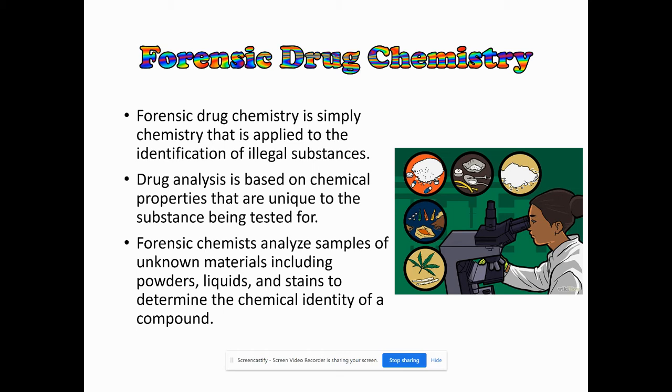Drug analysis is based on chemical properties that are unique to the substance being tested for. So, how does it interact with an acid? How does it interact with a base? What's its ability to chemically react with another substance? pH, things like that. Forensic chemists analyze samples of unknown materials, including powders, liquids, and stains, to determine the chemical identity of a compound. And so there's a lot of variable things.